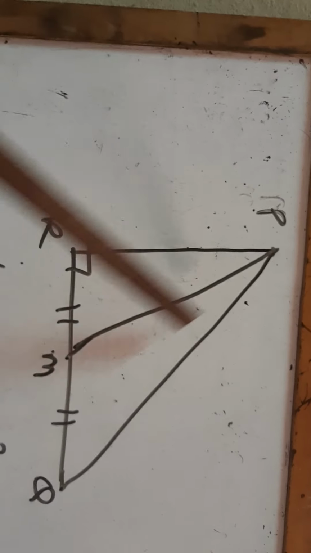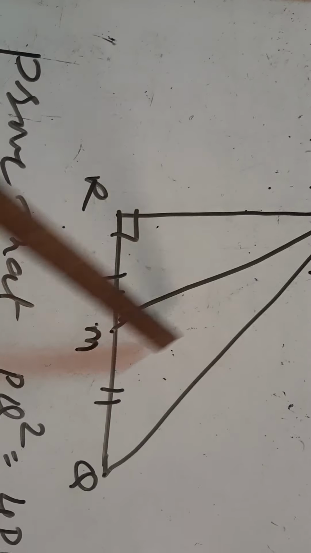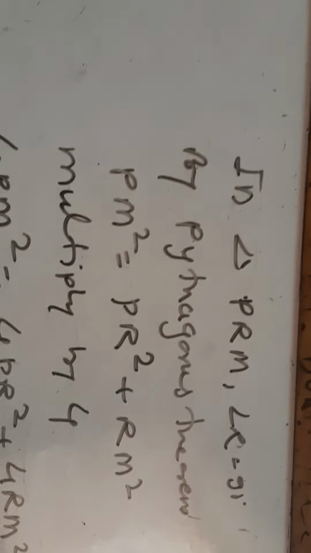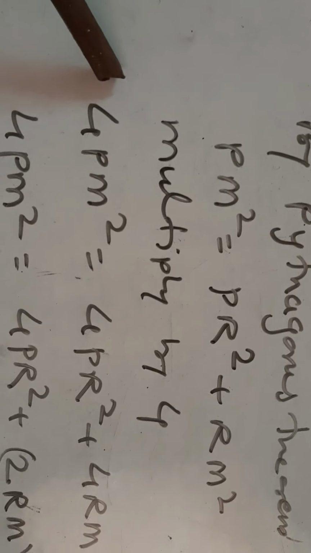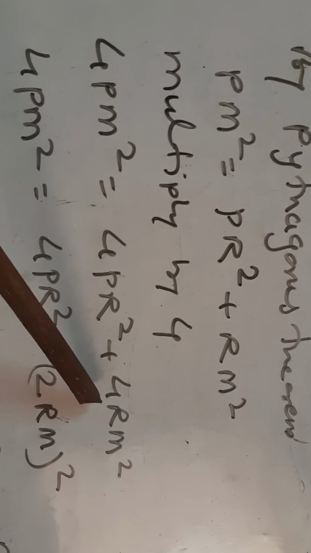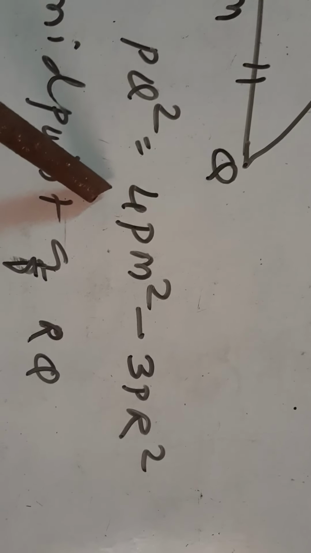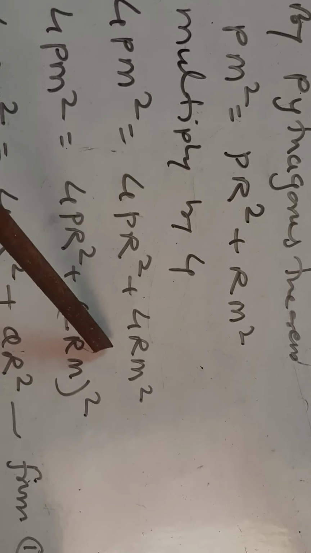Now we take the smaller triangle PRM. In PRM, PM is the hypotenuse, so we apply the Pythagoras theorem. PM square equals PR square plus RM square. So we multiply by 4. Why do we multiply by 4? Because to prove what we have to prove, we want 4 PM square, and here we simply get PM square. So for getting 4, we multiply by 4. 4 PM square equals 4 PR square plus 4 RM square.